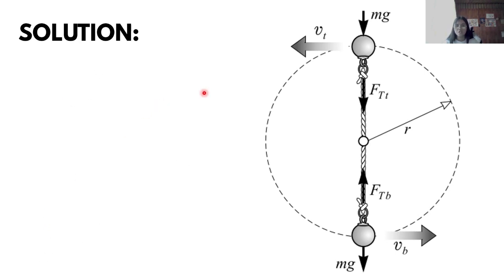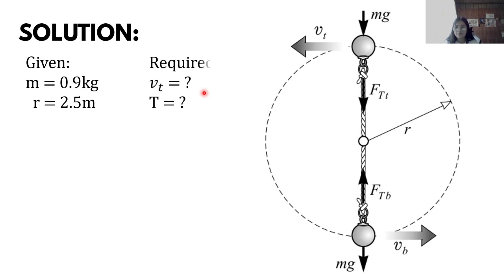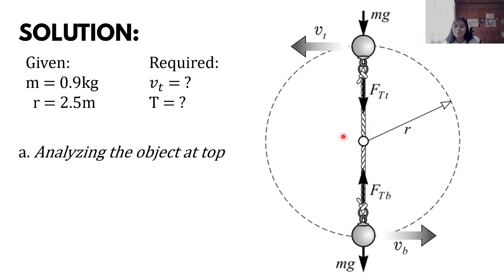So, solution tayo. Given, mass ng ball ay 0.9 kilograms. Radius ay 2.5 meters. And then, required natin ay yung velocity at the top and the tension of the rope. So, analyze tayo sa object at the top. We have mv squared over r is equal to mg plus T. Ano nangyari yan? Etong mv squared over r, di ba yan yung CF natin? Okay? Summation of forces, vertical lang yan.